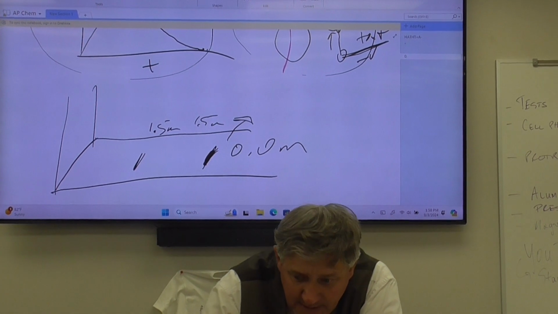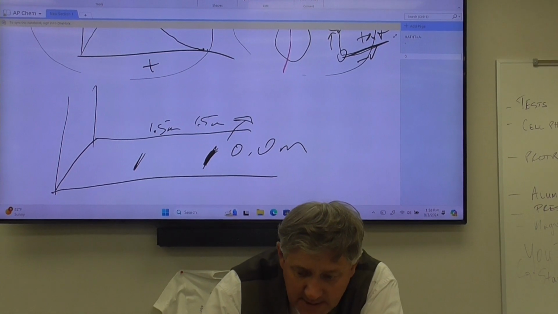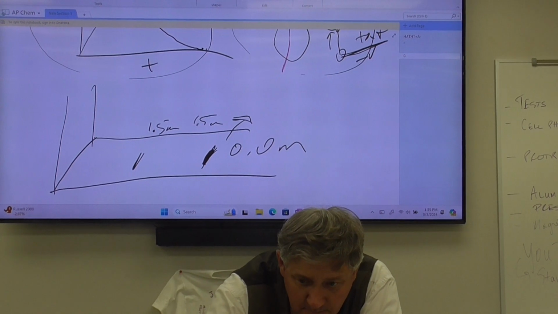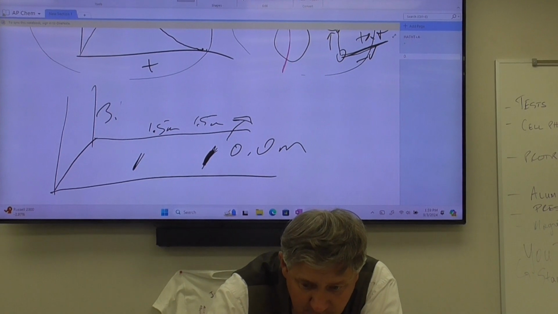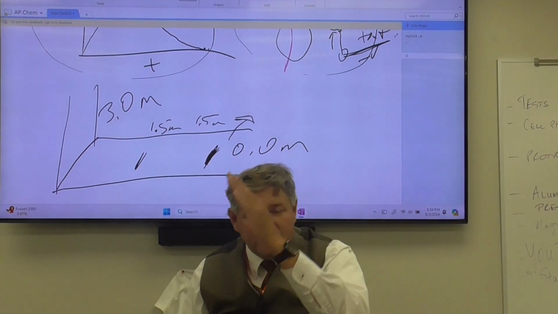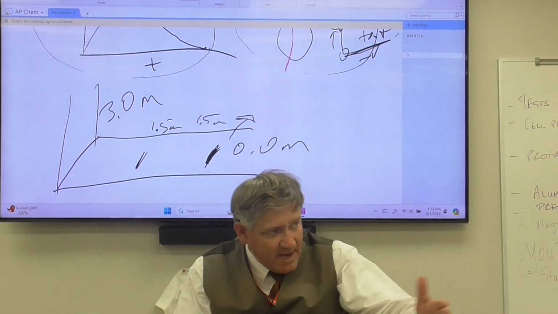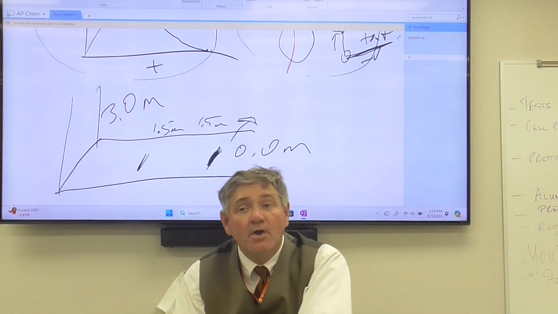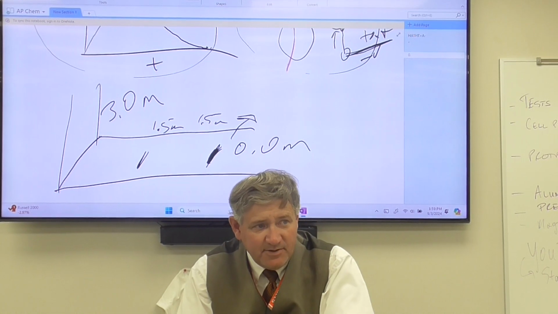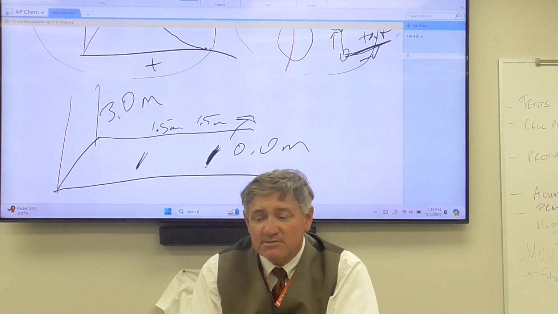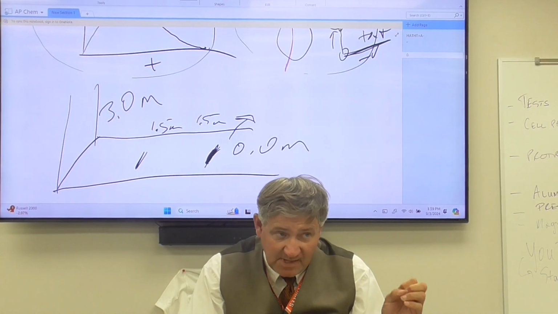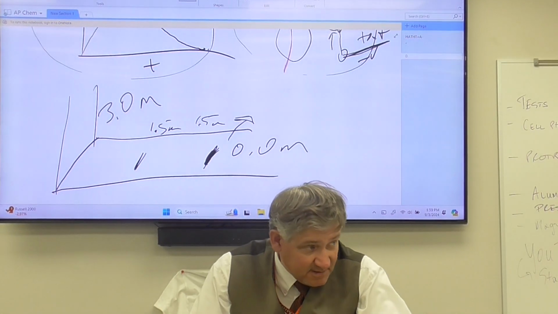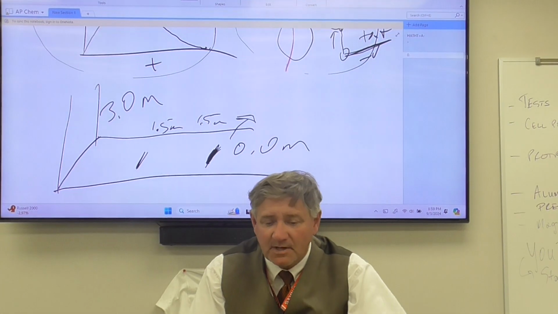Okay? Now, then it's going to roll in to 1.5, and we're going to make the wall be the 3 meter mark. Okay? So you're going to go from 0 to 1.5, 1.5 to 3, 3 back to 1.5, 1.5 back to 0. It's already going to be moving. Okay? So don't start this thing at 0, 0 with the velocity. You can start it at 0, 0 with the position time graph, but don't start it at 0, 0 with the velocity time graph. Okay.